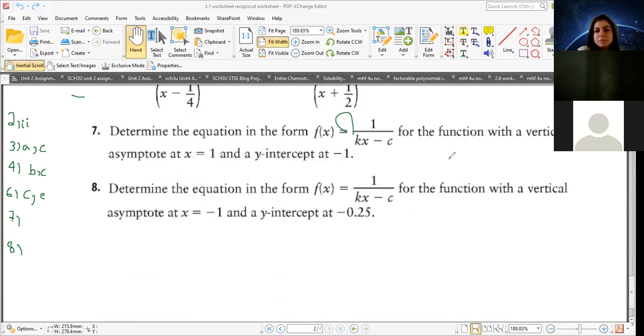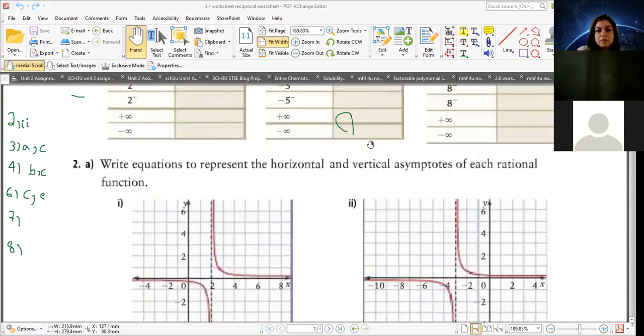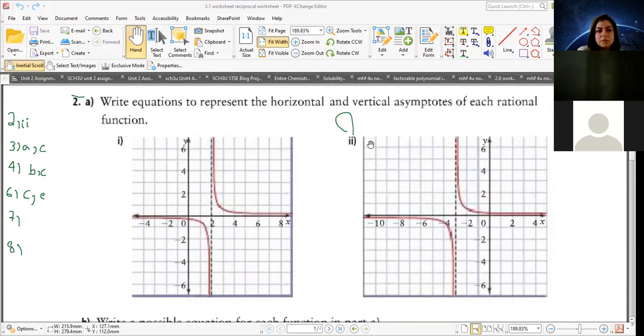Try to do it. Okay, let's just, I'm gonna explain those questions for you that I did, promise. So first question I wanna show you is this one. Write equation to represent the horizontal and vertical asymptote.